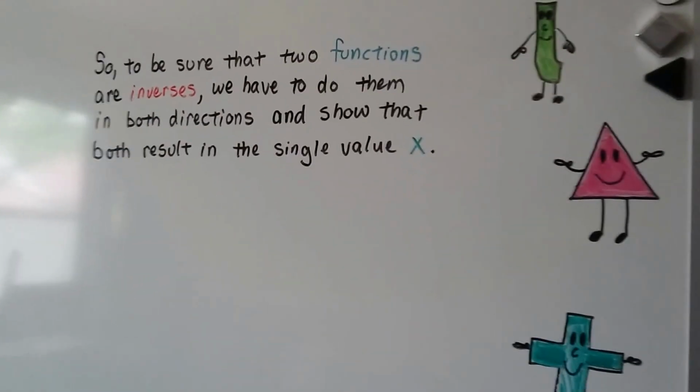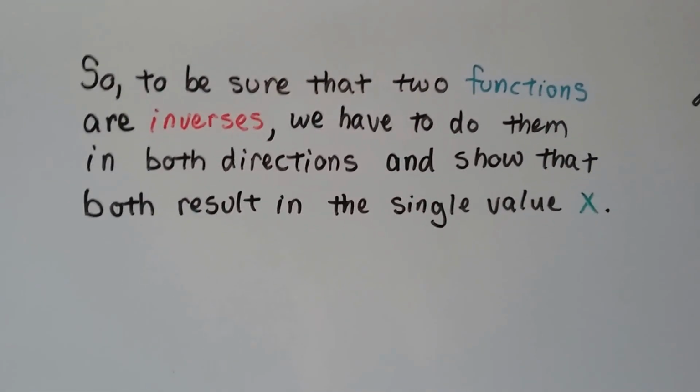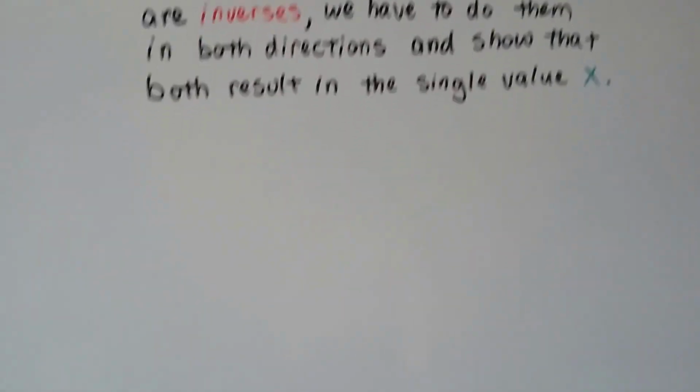Okay? So, to be sure that two functions are inverses, we have to do them in both directions and show that both result in the single value x. It brings us back to where we were.